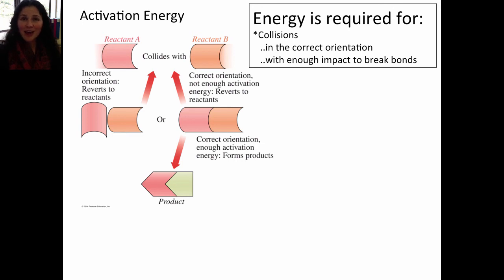And the more energy they have, or the faster they move, the more likely they are to run into each other more often and in the correct orientation. And the faster they move, the harder they hit each other. So when molecules are moving very fast and they have a lot of energy, they're much more likely to run into each other in the correct orientation and with enough energy to form product.